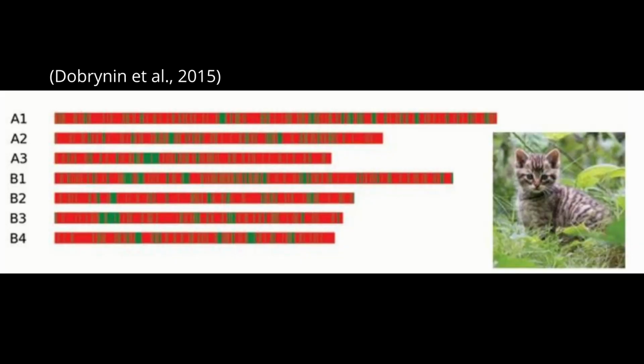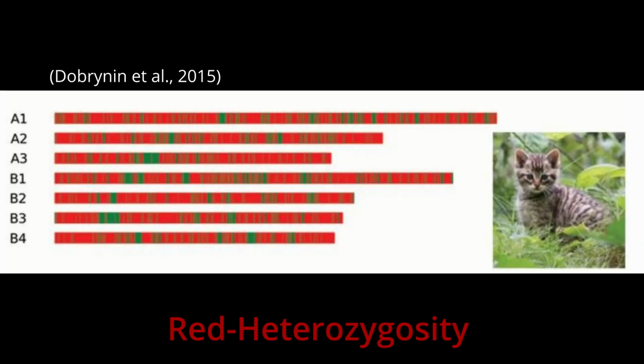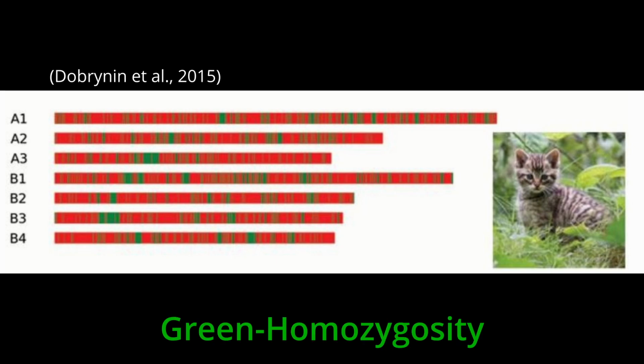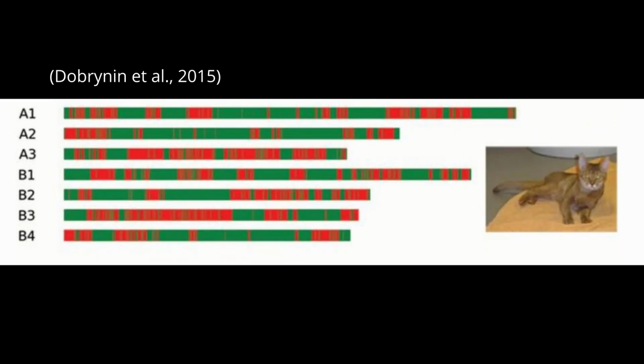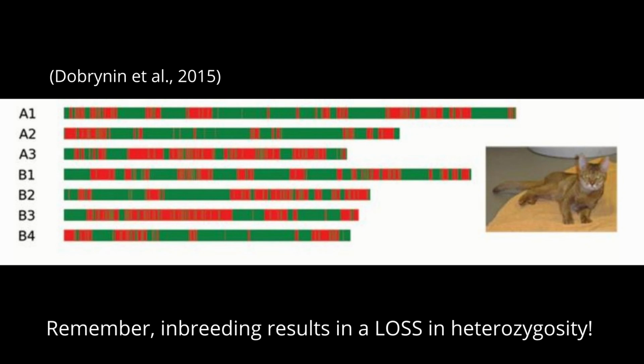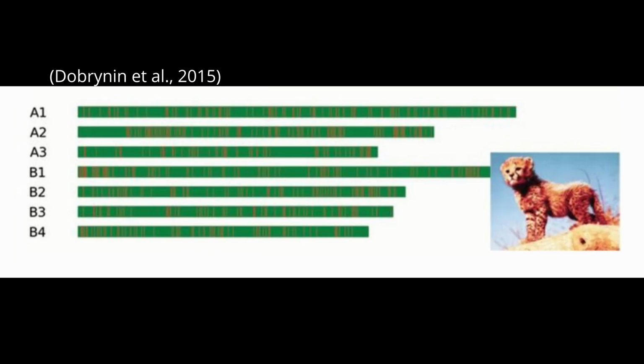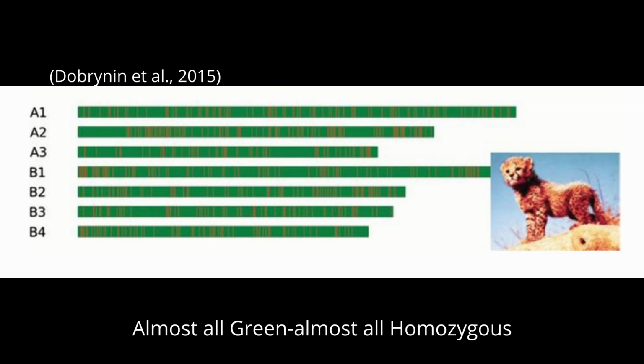This is an outbred domestic cat genome. Notice the red regions, which represent heterozygosity across alleles, whereas green regions represent homozygosity. This is an inbred cat genome, significantly more green regions by comparison, which makes sense in the context of inbreeding, as it indicates lower heterozygosity among alleles. Now this is the genome of an outbred cheetah cub. As you can see, it's almost completely green.